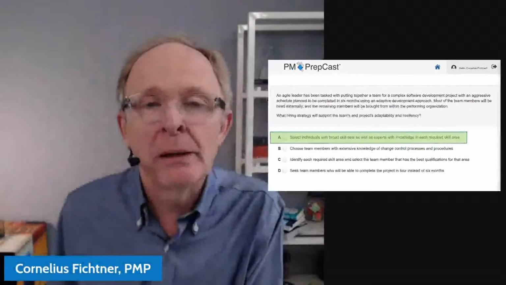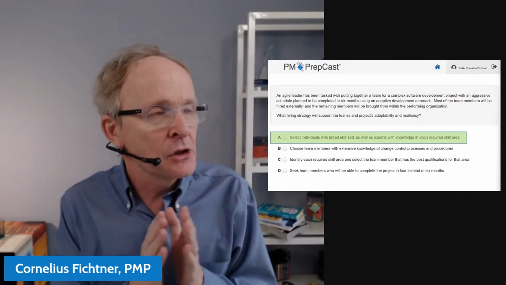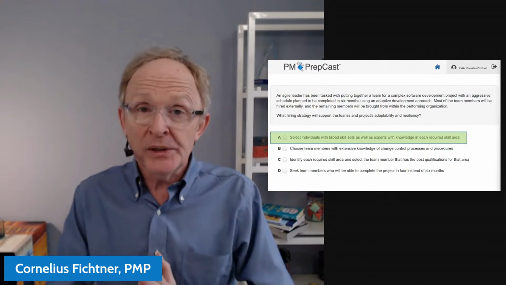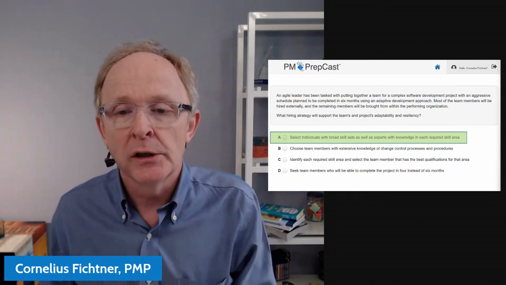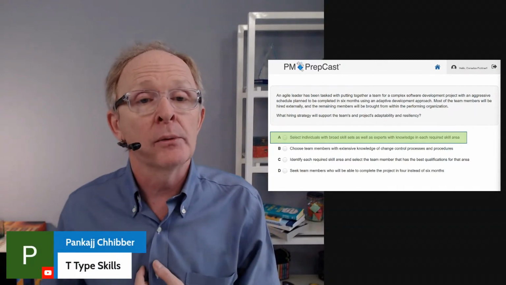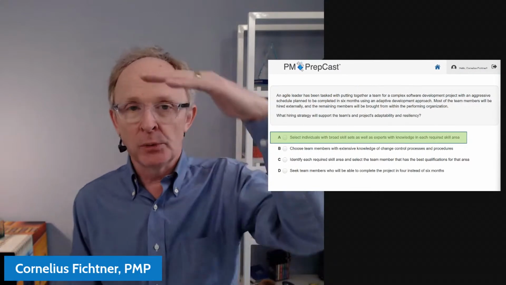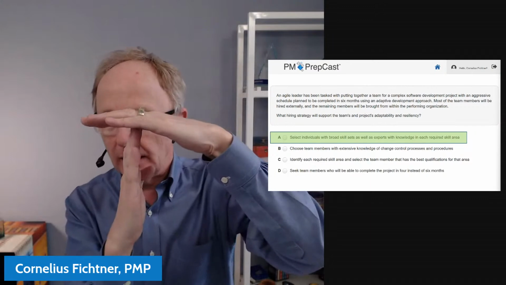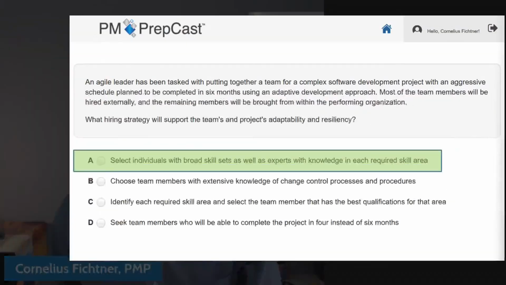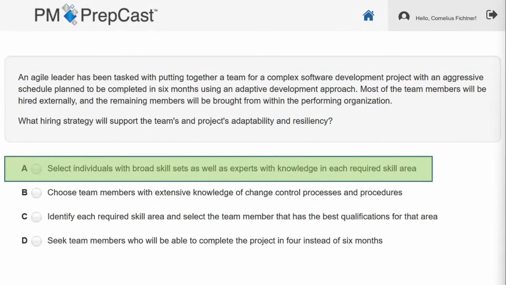And I do talk about this particular one in the lesson on team training, where we talk about T-shaped skills, right? And this is what Pankaj said earlier on, T-type skills, right? So you want somebody with a broad skill set, but also a deep knowledge of a particular area, right? So that's what this T-shape means here. Okay, there are other shapes. There are I-shaped, pie-shaped, comb-shaped even, right? But we want those that are T-shaped indeed.